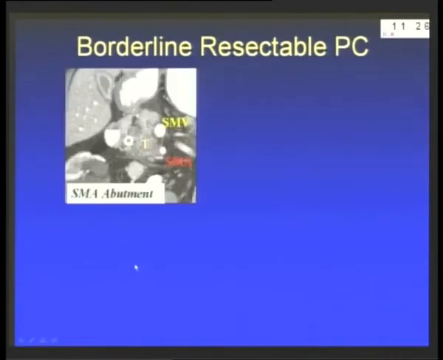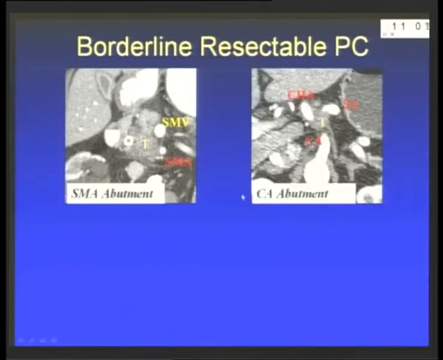So let's look at some scans together so that we can see exactly what we're talking about when we're referring to borderline resectable disease. Here's a case similar to the one I showed a moment ago. We see the low-density tumor outlined here, a wall stent in place. You see the tumor extending up to the lateral surface of the SMA, and we see something less than 180-degree involvement. Here's an example of celiac axis abutment.